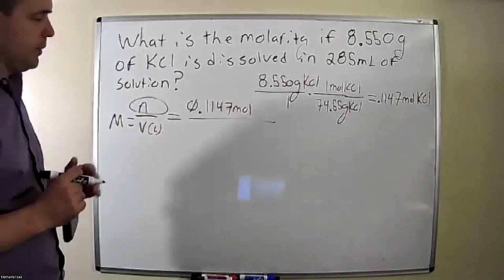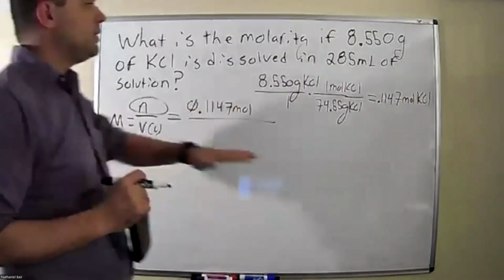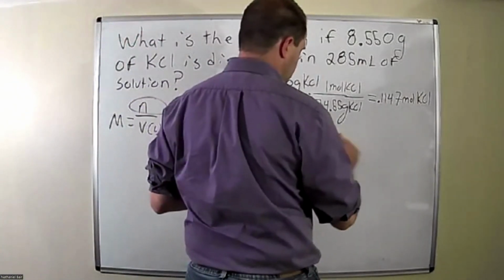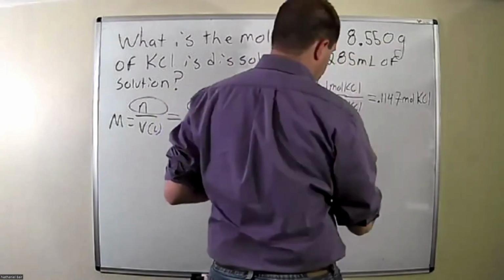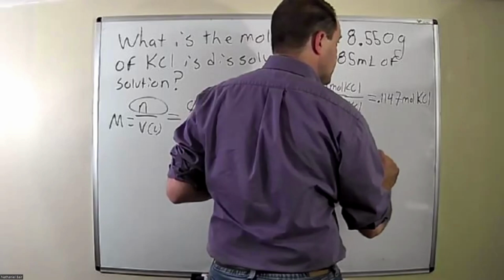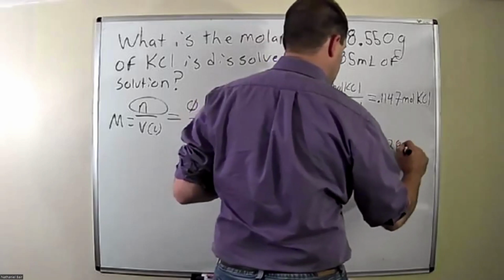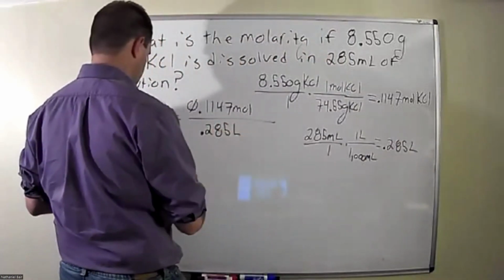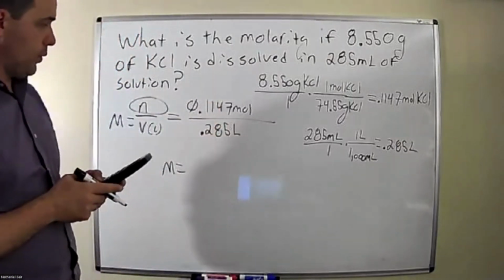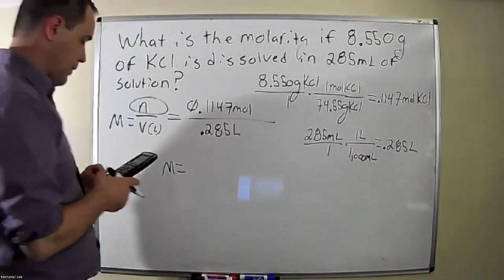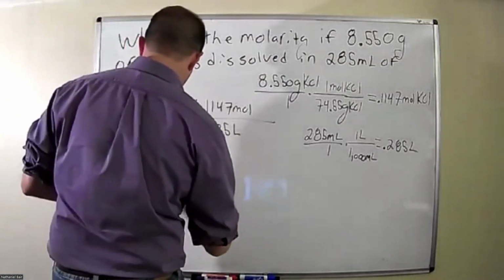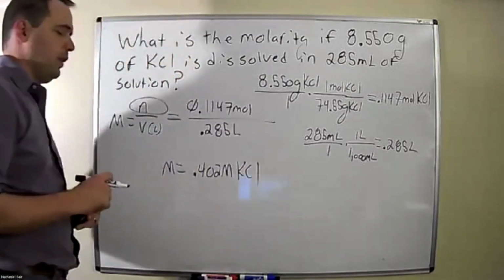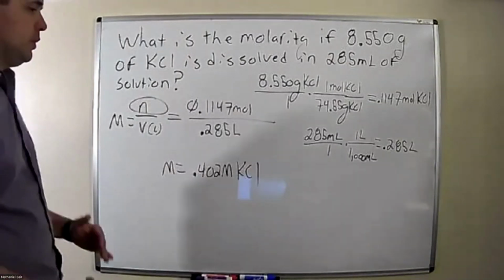That's a requirement for molarity. It must have units of moles per liter. So you need to divide that by 1,000, right? So if you want to show that with dimensional analysis, 285 milliliters, 1,000 milliliters in a liter, that's 0.285 liters. So 0.1147 divided by 0.285. 4 sig figs divided by 3 sig figs, 0.402 molar potassium chloride.